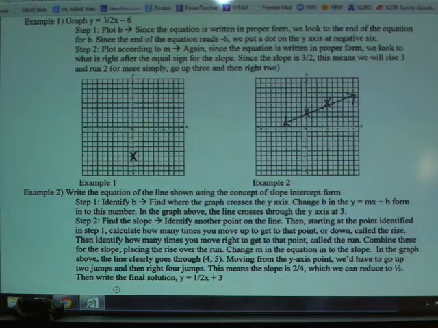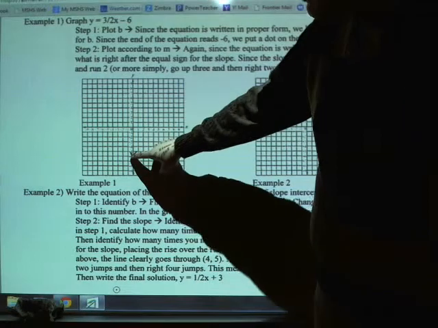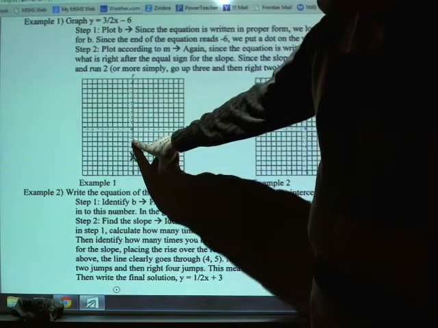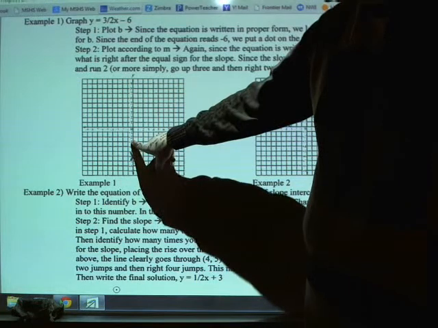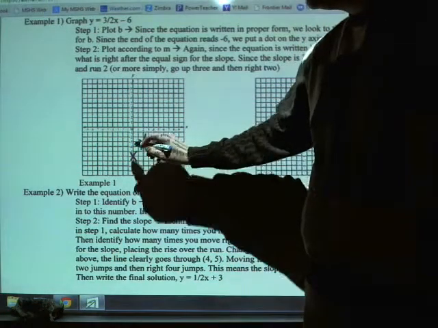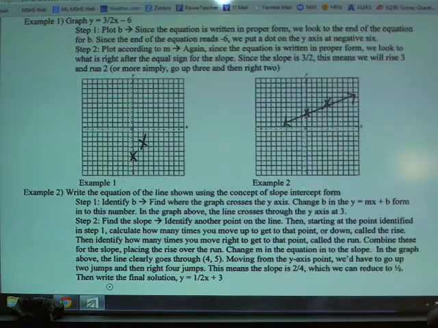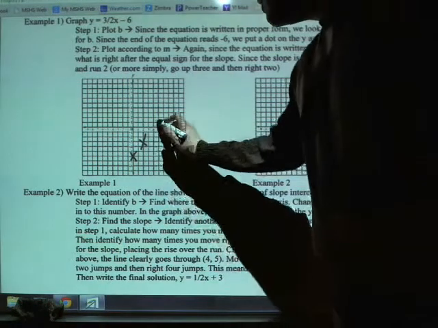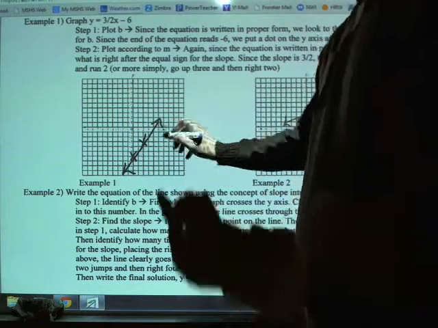I rise 3 and run 2 from the point I've already made. So I made that point there at negative 6. That means I'm going to rise 3 units, go up 3 units. If it was negative, I'd go down. And then run 2 units, go to the right 2 units. And that's where my second dot lands. And it only takes 2 points to graph a line, so we connect our points. And there's the graph of 3/2 x minus 6.